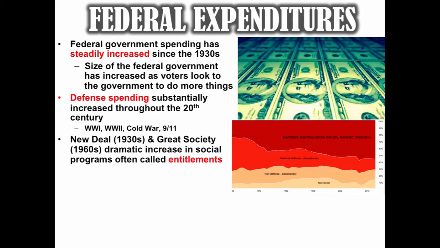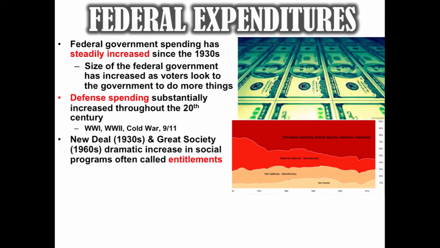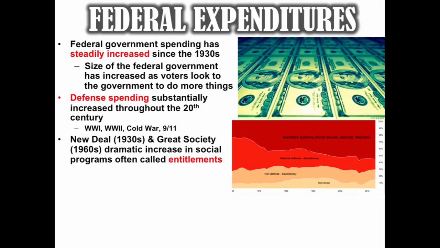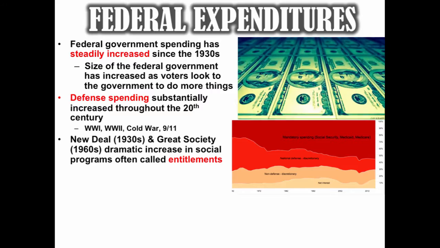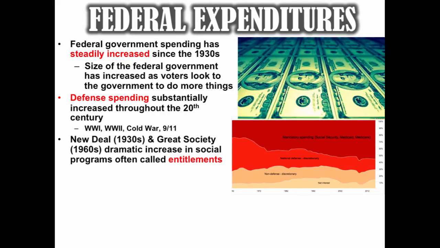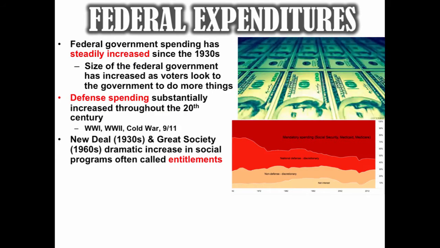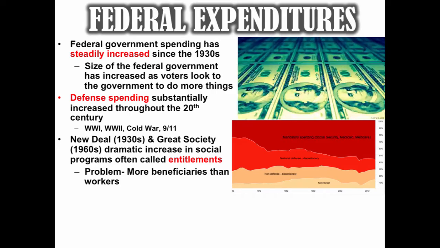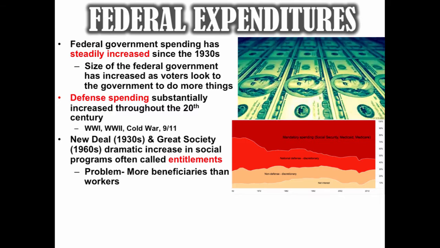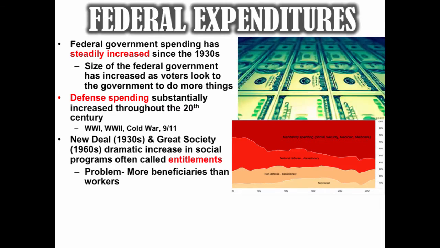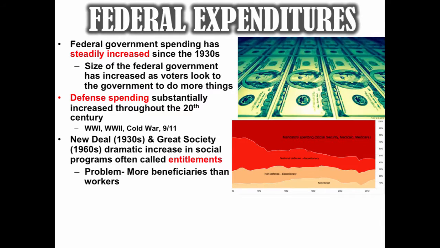FDR's Social Security was designed to reduce poverty amongst the elderly, and LBJ's Medicare was health insurance for the elderly. These programs and many others have been expanded to provide benefits to more people. One challenge to these federal entitlements is the fact that there are more beneficiaries than workers. Money for programs such as Social Security is deducted from paychecks. Current workers are paying today's retirees.